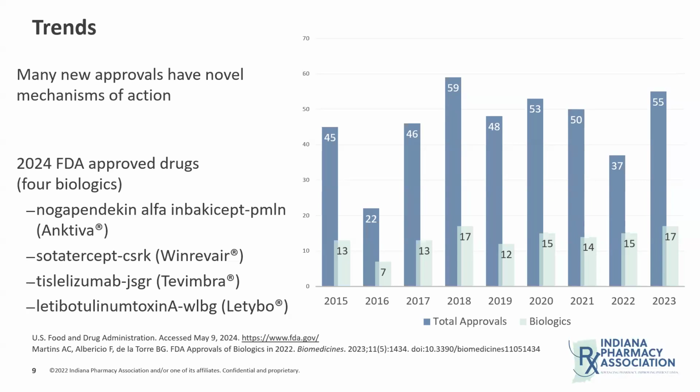And to note, it's that novel mechanism of action that allows biologic development for orphan disease states that may be considered more rare. And then also on the slide, I have a few examples of the 4 new biologics so far approved in 2024 with their names and then their brand names as well. And I'll explain the naming conventions in just a little bit.